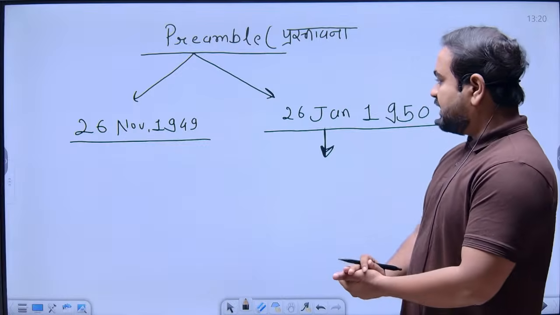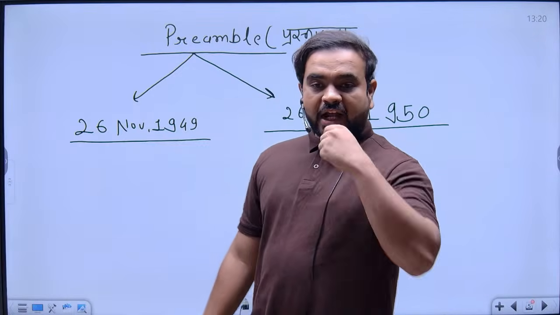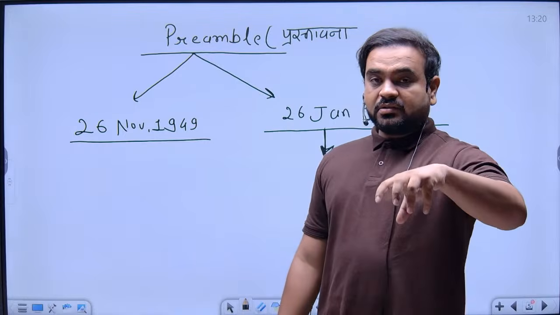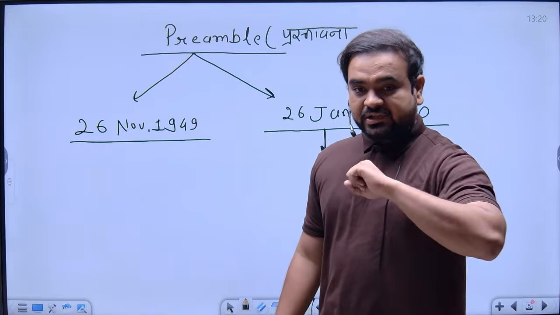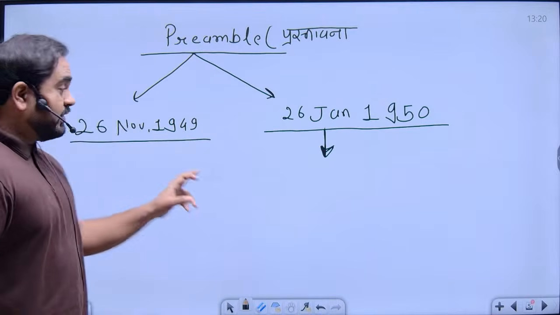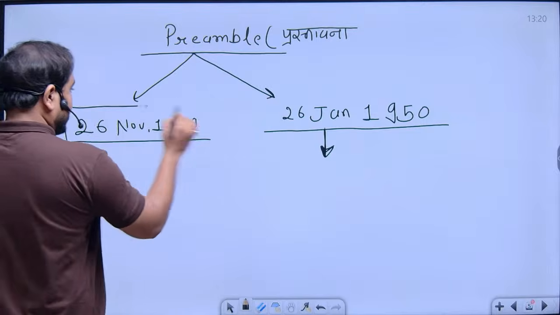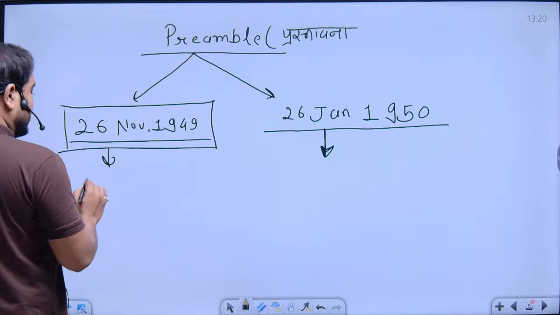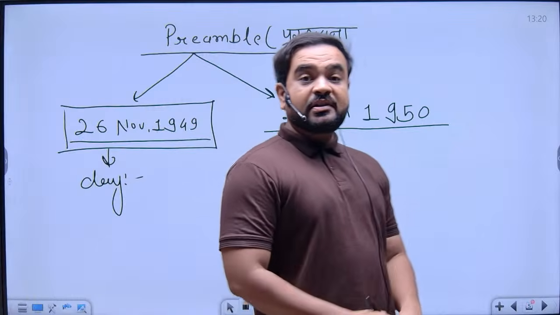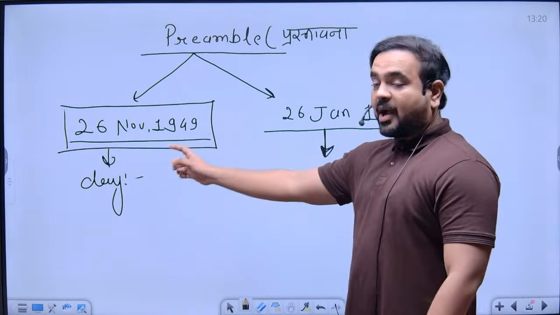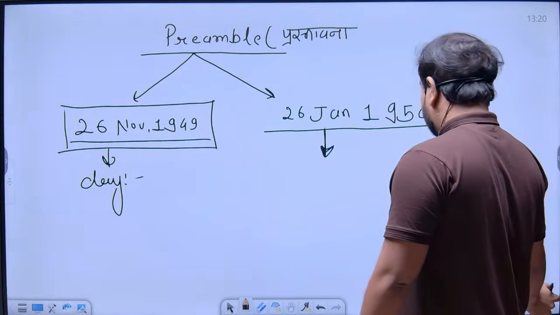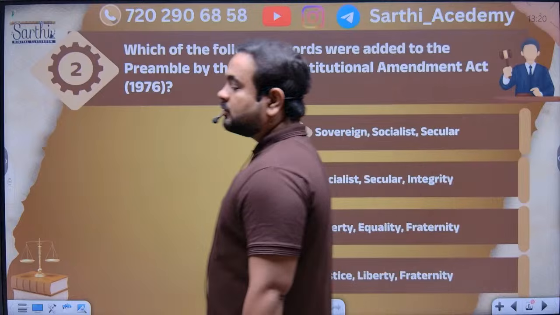So 26th January 1950. So अगर I want to ask you which date is written in preamble. So not 1947. Actually this is not 1947. The date is 1949. And which day is celebrated on 26th November? There is a name of the day. So आपको आंसर देना है कि which day was celebrated on 26th November 1949. Okay, now question number 2.